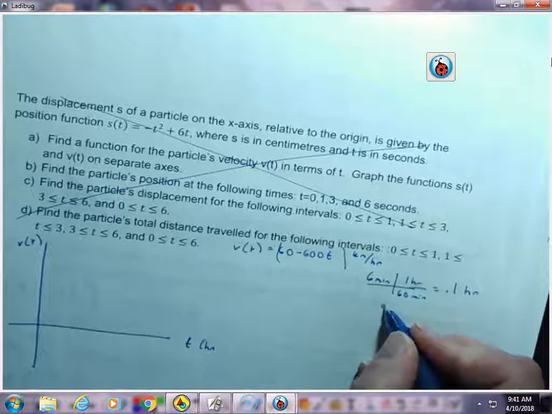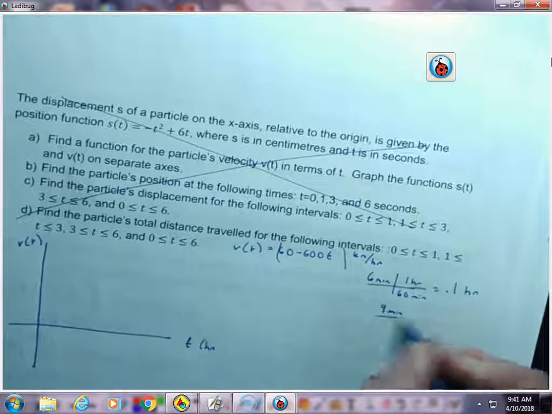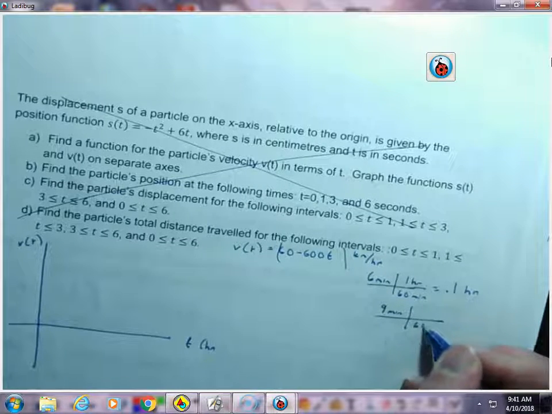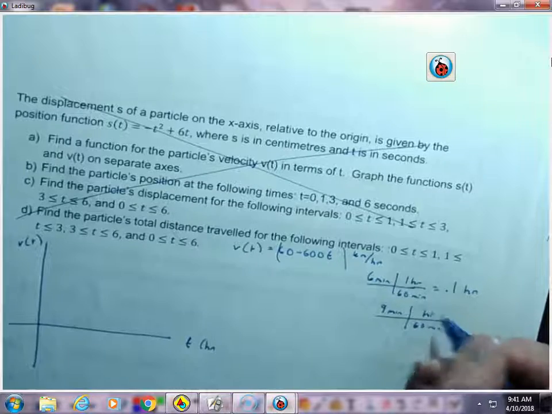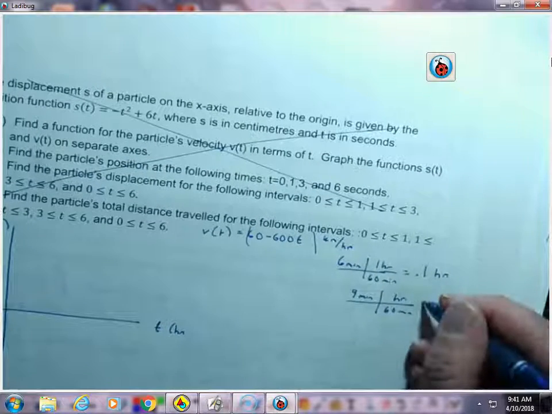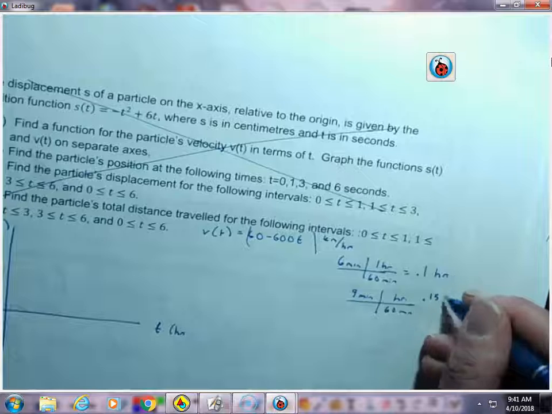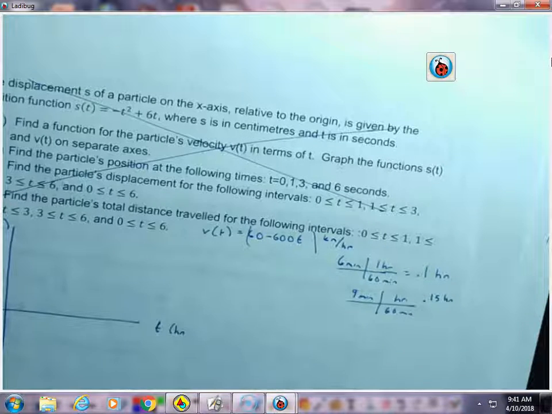Okay, 9 minutes. Yeah. And when it says the total distance traveled, does that mean total distance traveled in 9 minutes or in 6 minutes? Oh, they asked us to do both. Well, it said distance traveled in 6 minutes, and then distance traveled in 9 minutes and displacement. So we'll just handle both.